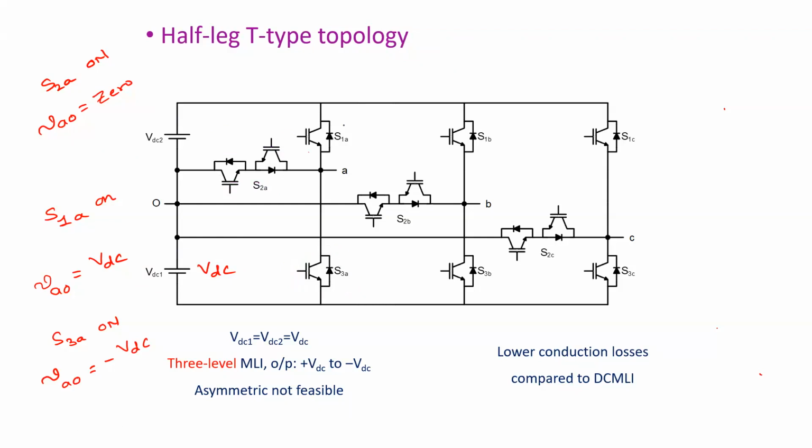When this switch is conducting, or for example, if you want to calculate the blocking voltage of this switch, blocking voltage means the switch must be off. If the switch is off, there are two scenarios: this switch is on and the other switch is off. If the switch is on, what is the blocking voltage of the switch?